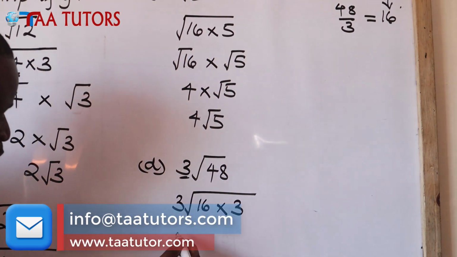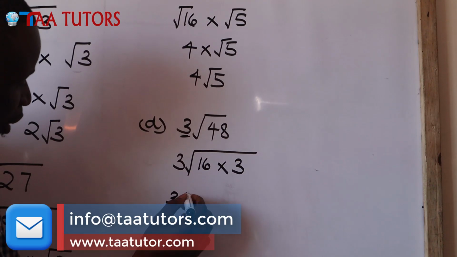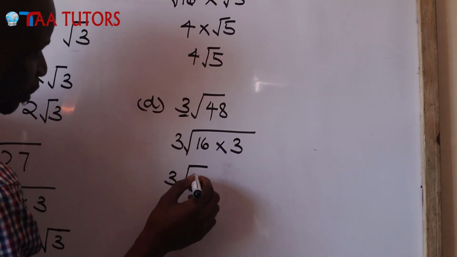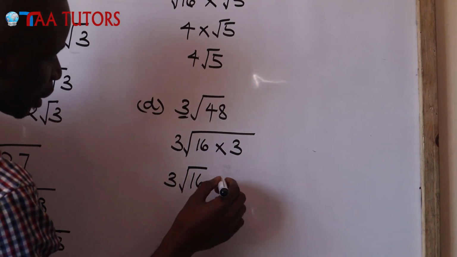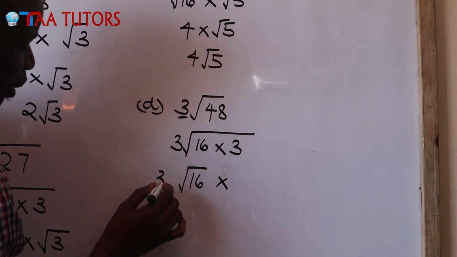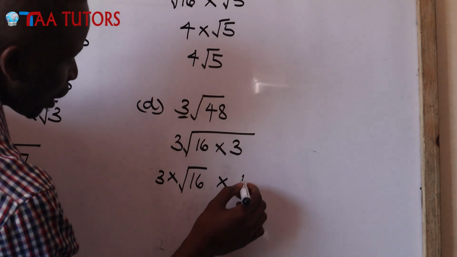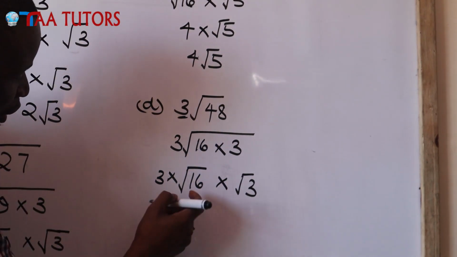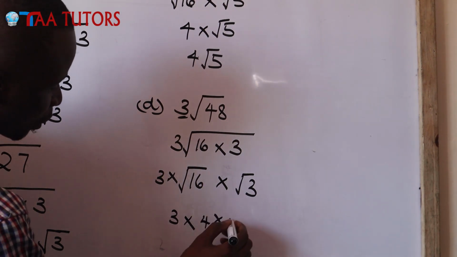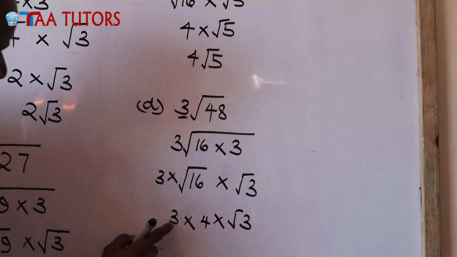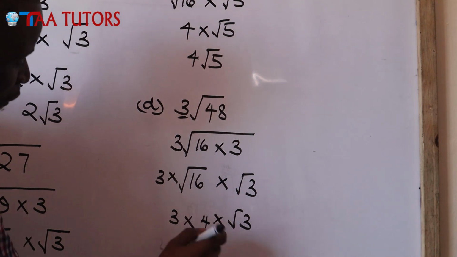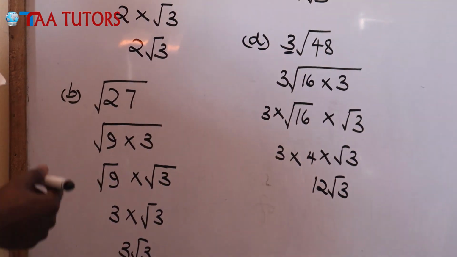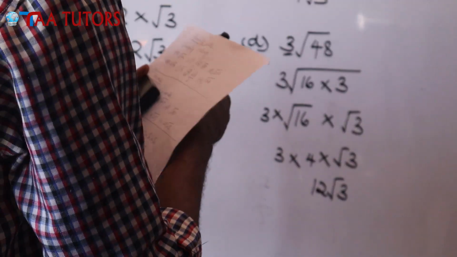Therefore, when we separate with rule 1, we'll say this is 3 times √16 times √3. So this will be 3 times √16, which is 4, times √3. So this will be 4. 3 times 4 is 12. So you can say 12√3 is the simplest form of that problem.